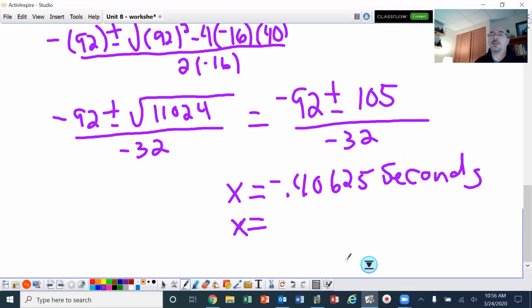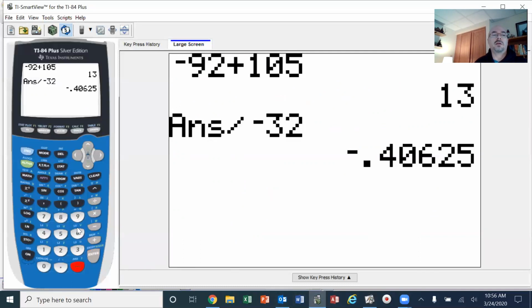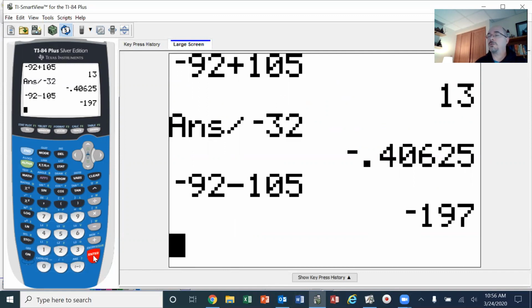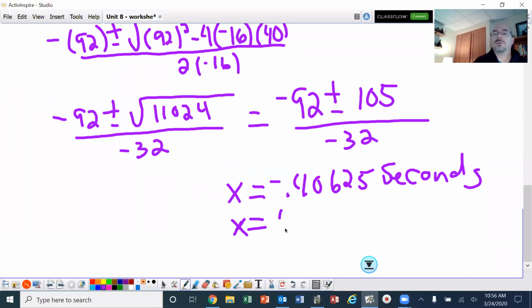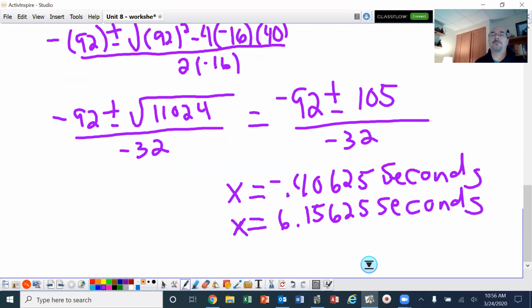Let's do the other one: negative 92 minus the 105 divided by the negative 32. So negative 92 minus the 105. Hit enter or put parentheses around it, divided by negative 32. All right, 6.15625 seconds. All right, well, I'm done.